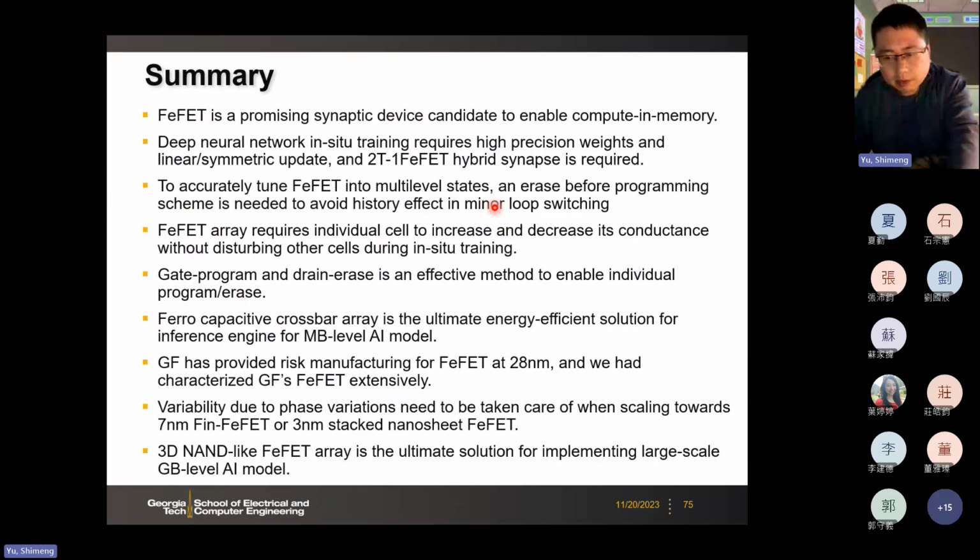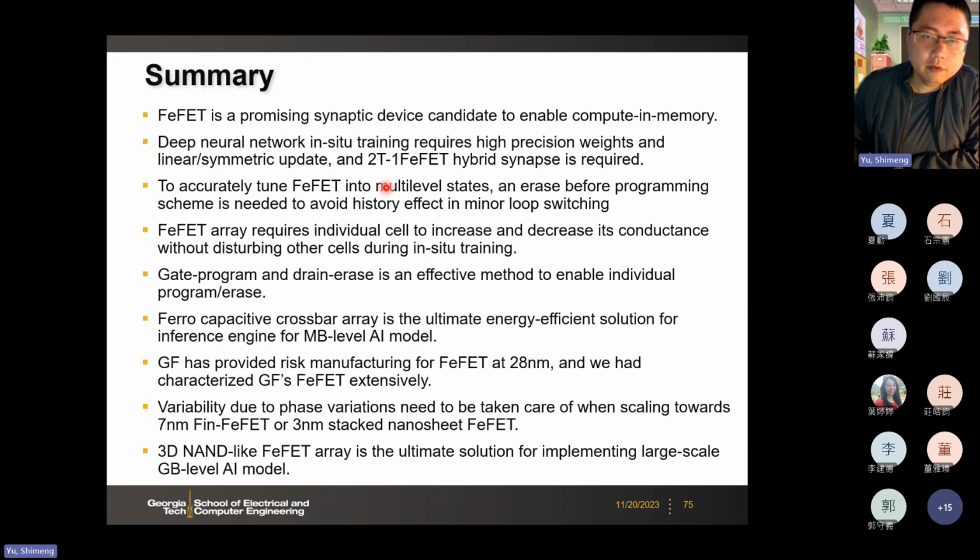Okay, so then I will summarize. Today we talked about ferroelectrics, basically, and we believe ferroelectrics is a good candidate that enables computing in memory. So for the training, we have to use this hybrid approach, ferroelectric plus a volatile capacitor.